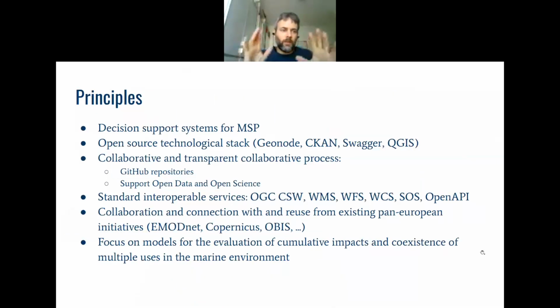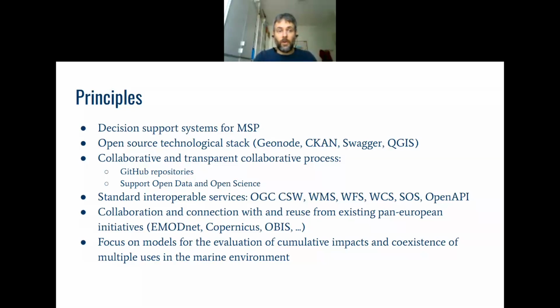So this is one slide with some principles we are trying to stick with on this path. Not only to manage and use data, but to create decision support systems for MSP using only an open source technological stack and software, starting from GeoNode for the interface and, behind the scenes, GeoServer for the services, CKAN for metadata, Swagger for the API, or also using QGIS for desktop. And with a collaborative and transparent process, publishing software code on GitHub and publishing open data from what we produce in the context of open science.